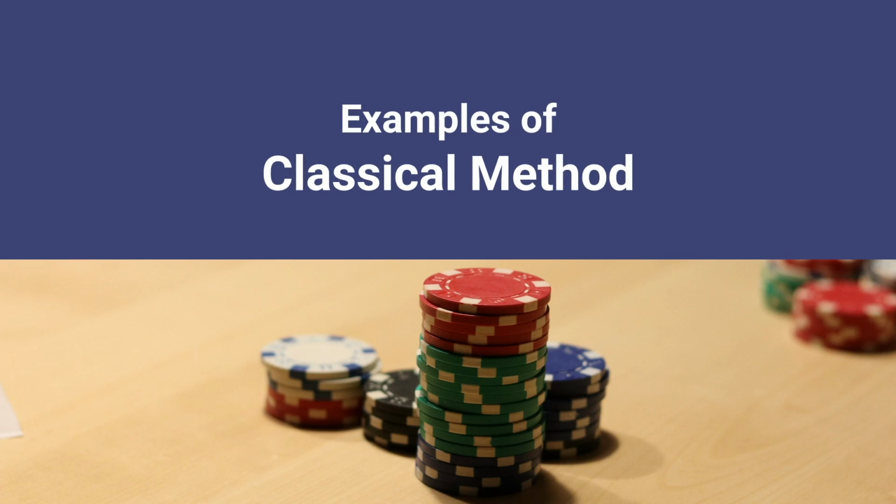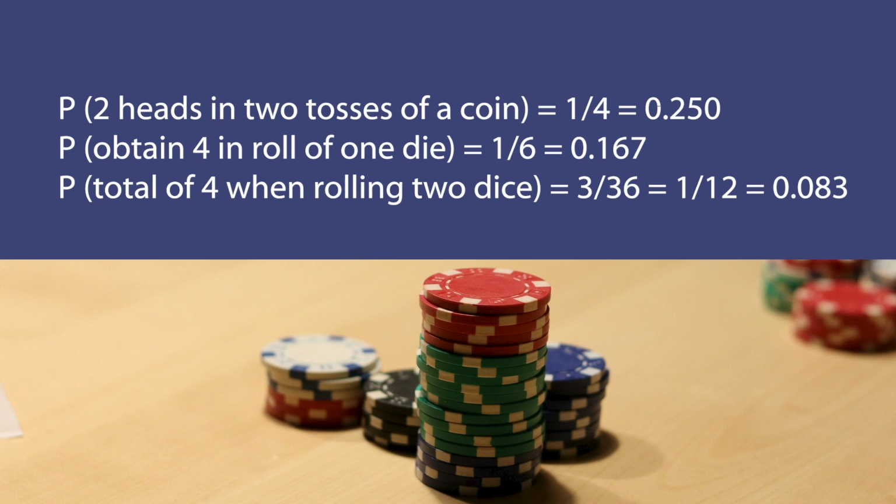this classical method is quite a general method, and if you take some good examples, the probability of two heads in two tosses of a coin is 1 by 4, so the value is 0.250. The probability of obtaining a 4 in a roll of one die is 1 by 6, and the value is 0.167. Another example: the probability of a total of 4 when rolling two dice is 3 by 36, that is 1 by 12, which equals 0.083.